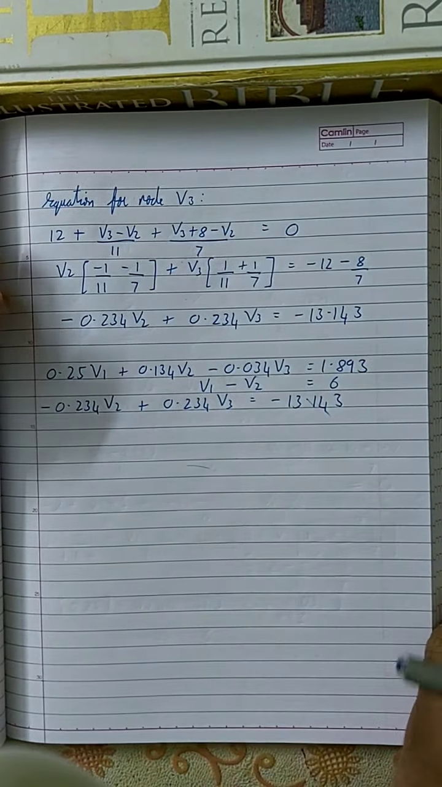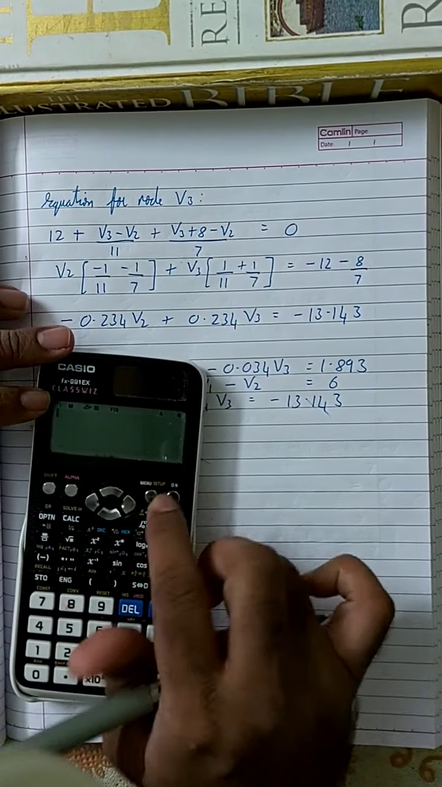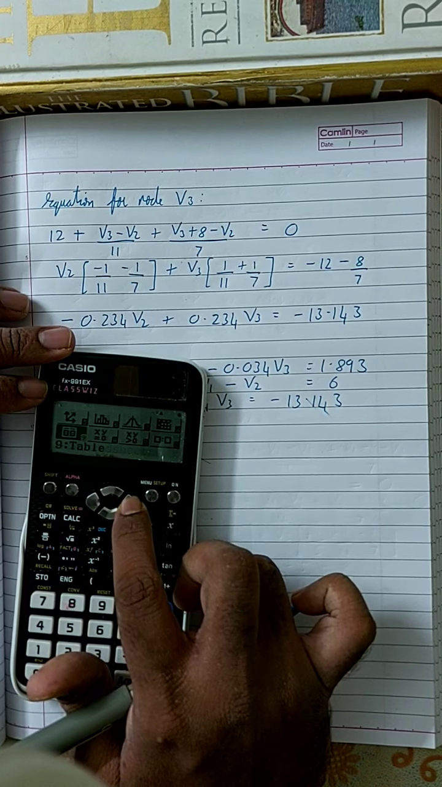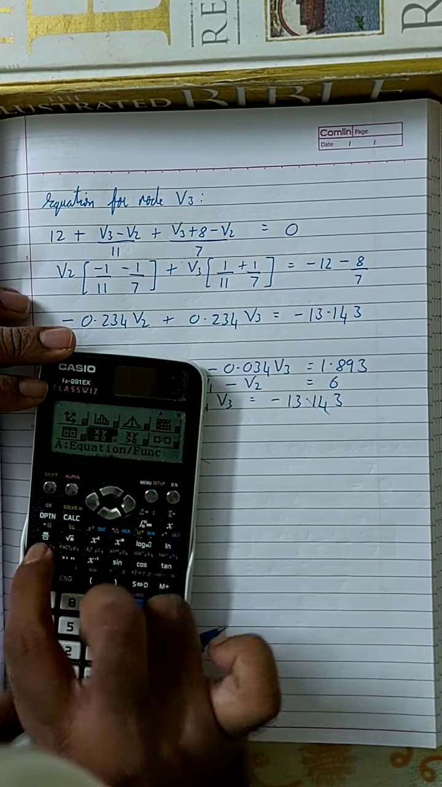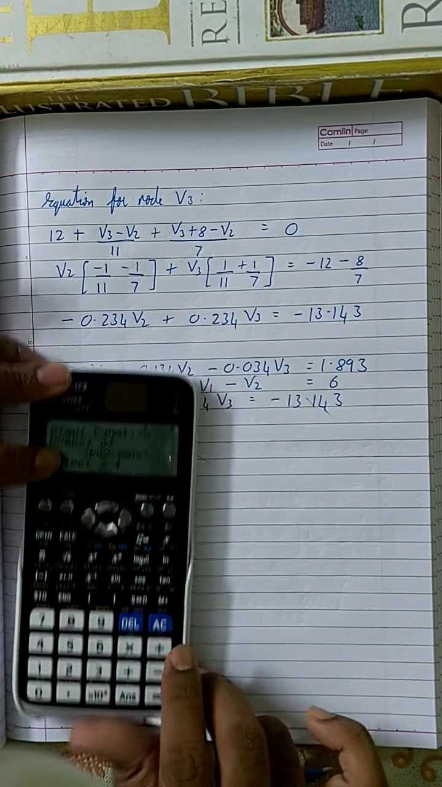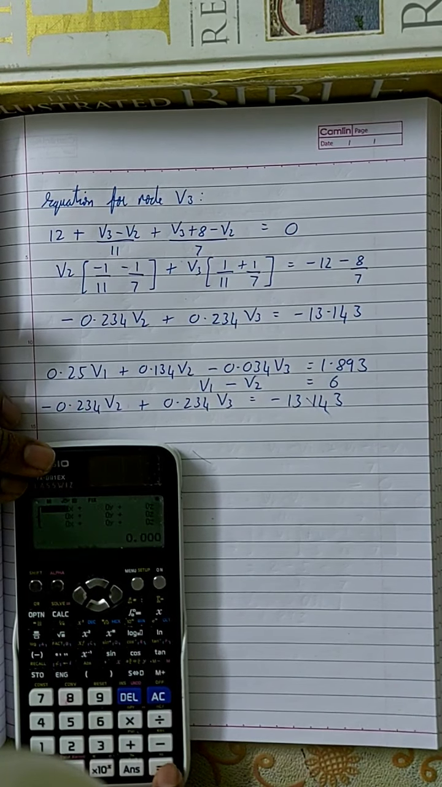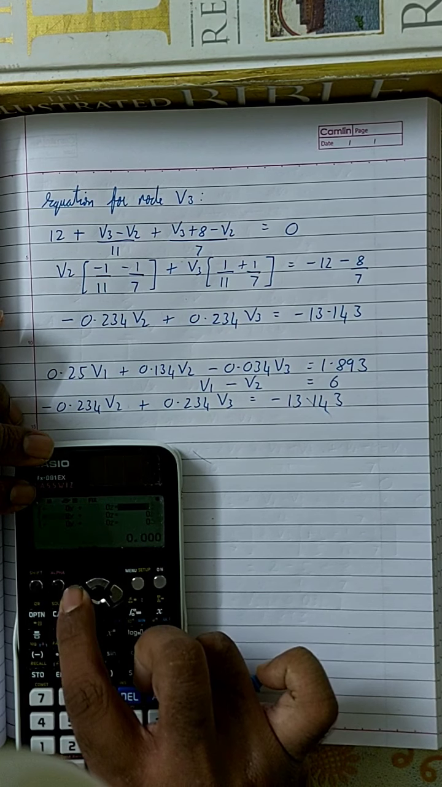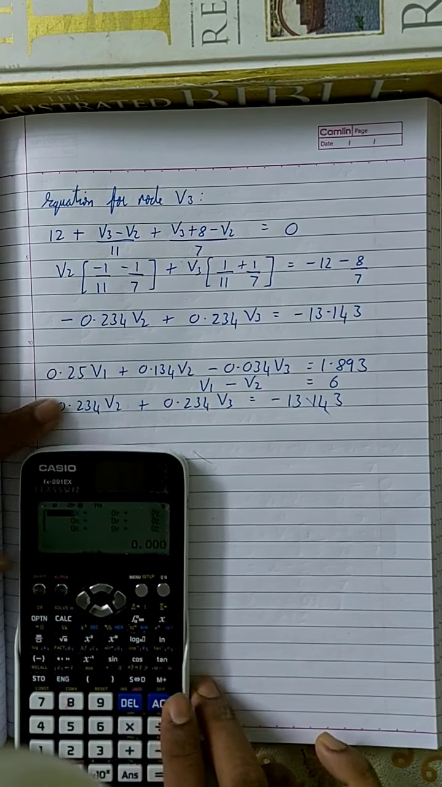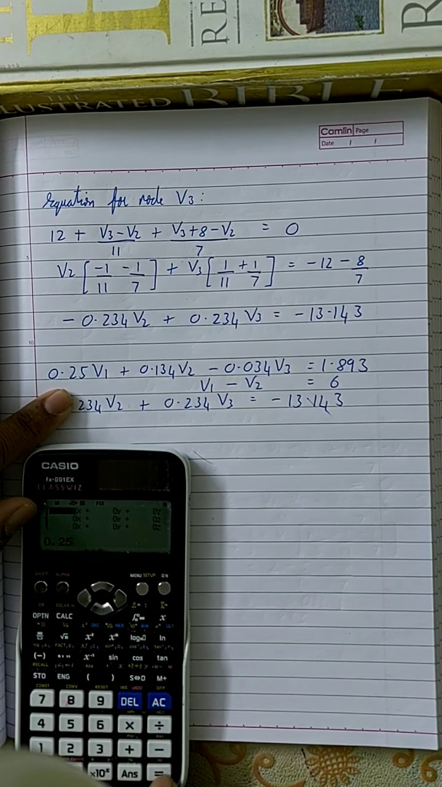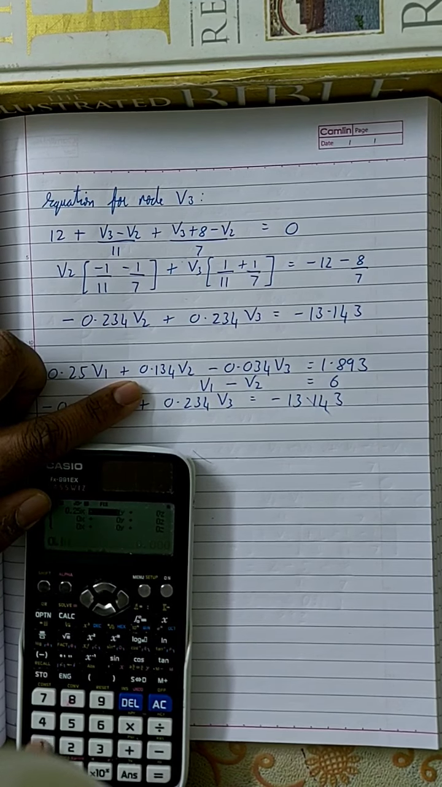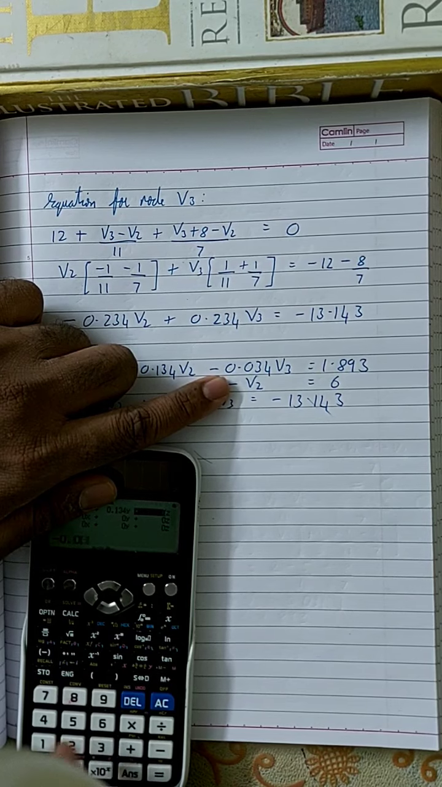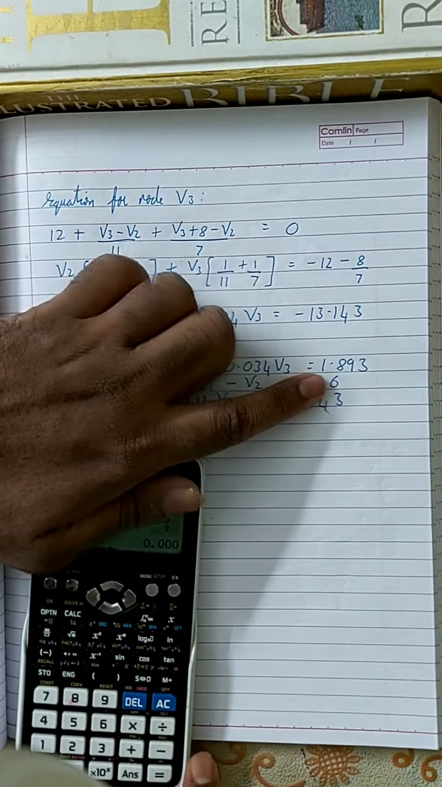Okay, let me solve it using a calculator so I don't have to waste much time. Let me see where's the equation method. Yeah, this one. This is the equation 1. And how many unknowns are there? There are 3 unknowns, right? So I need to write all 3 unknowns equations. So first one is 0.25. Second one is 0.134. The other one is minus 0.034. Then you have 1.893.